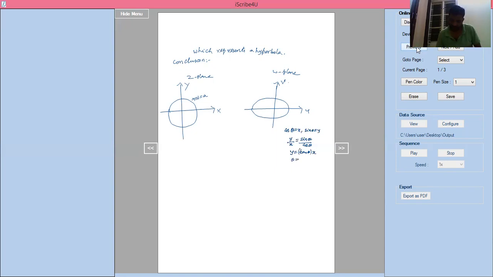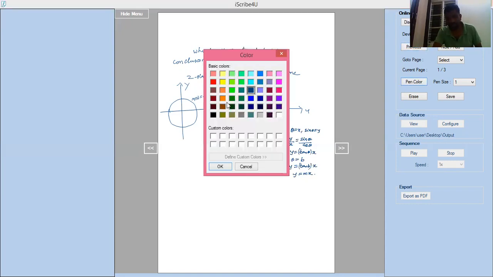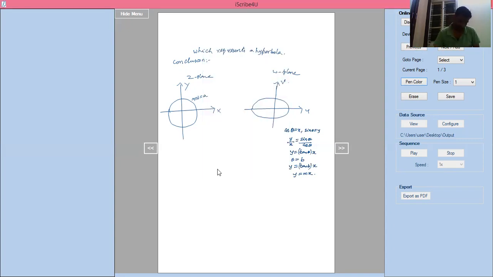Here theta equal to b means y equal to tan b into x. Tan b is nothing but the slope, so y equal to mx. This is the line, y equal to mx, which passes through like this. It is a straight line in the z plane.